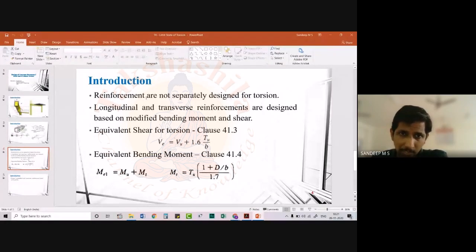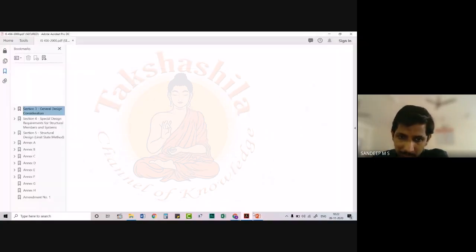So as we mentioned, reinforcement is not separately designed for torsion, and the longitudinal and transverse reinforcement, that is your main reinforcement as well as your stirrups, are designed based on modified bending moment and shear. And in order to calculate this modified bending moment and shear, we have some equations suggested by IS 456 2000, and the equations are as shown in this slide, and it is also given in your code. So let's see the clauses corresponding to that. It is actually given in clause number 41.3 of your IS 456.